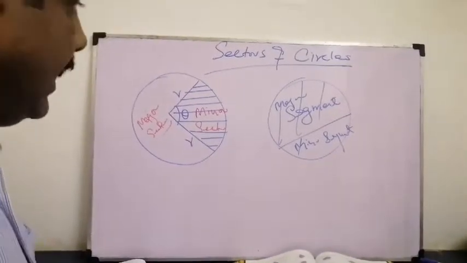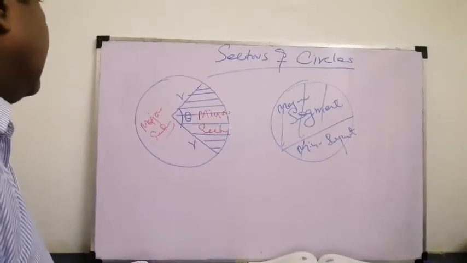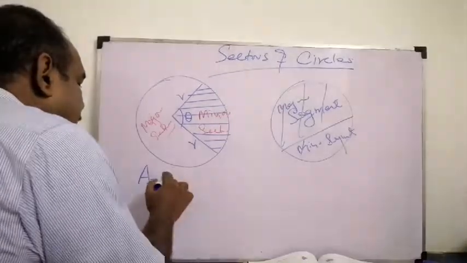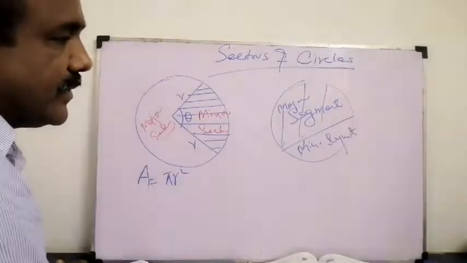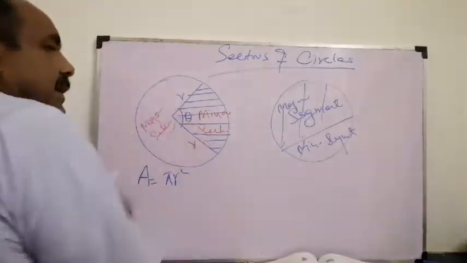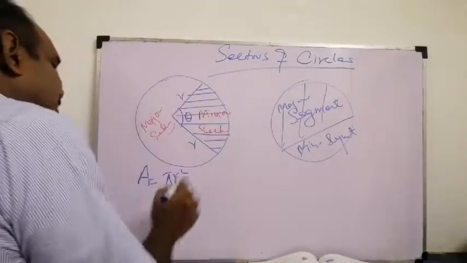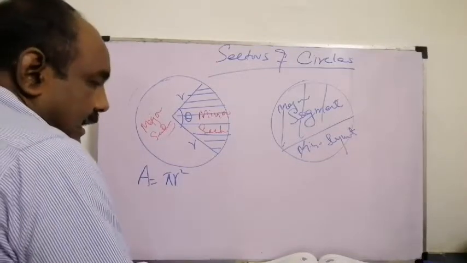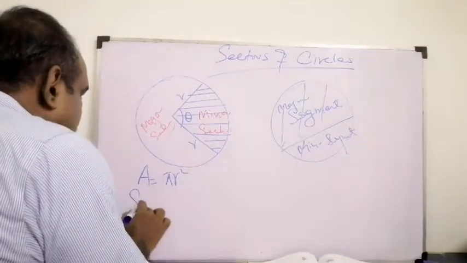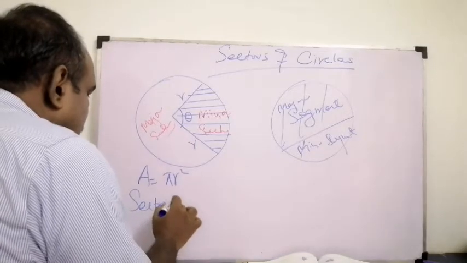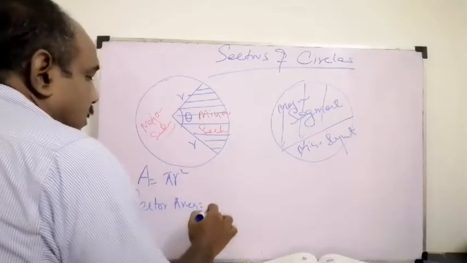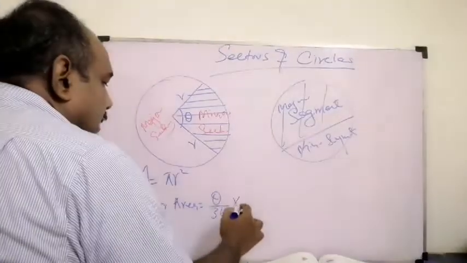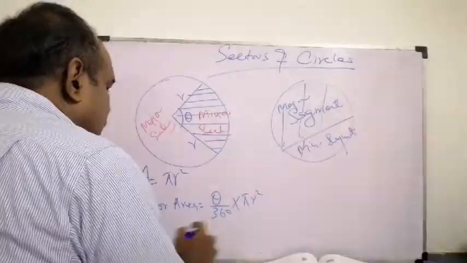So we know how to calculate the area of the circle. Only one way, it's not a problem, pi r squared. So here theta is in proportion to 360, same thing. Finding the sector area, you will say, is equal to theta divided by 360 multiplied by pi r squared.